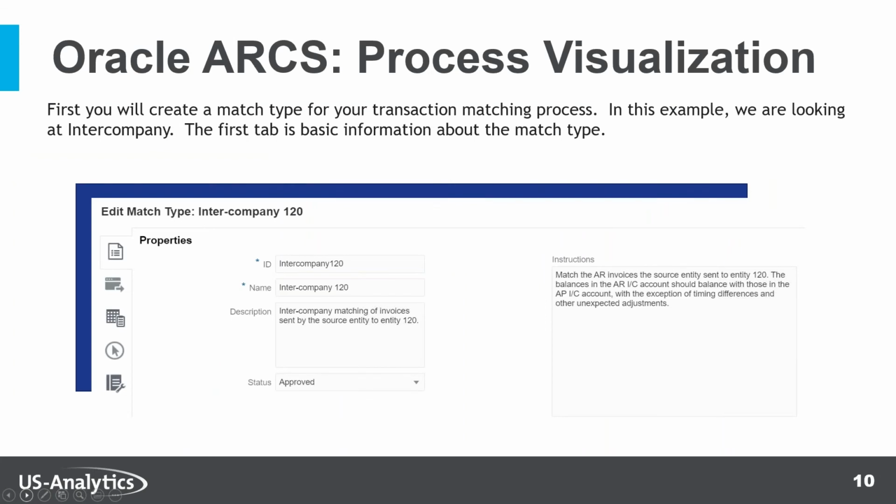So here's our visualization as we walk through this. We're going to go through an example with intercompany. First you would go in and create a match type for your transaction matching process. In this example, we're going to look at intercompany, like I said. This first tab here is the basic properties. So here we're defining, okay, what is this particular one? It's an intercompany matching for entities that source company 120. Pretty generic stuff here.